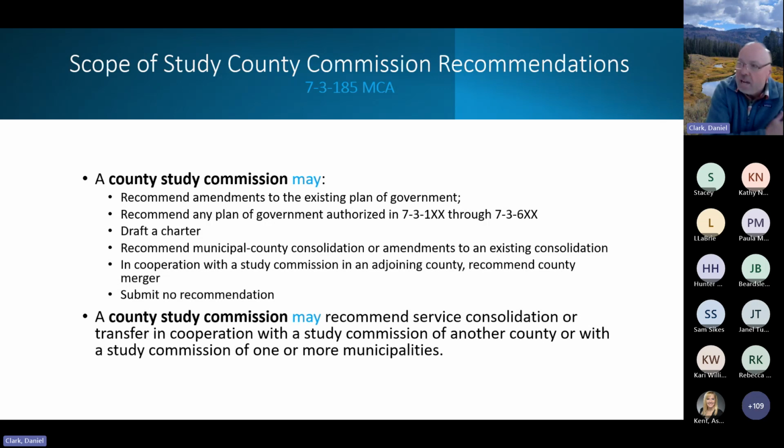And a county study commission may recommend service consolidation or transfer in cooperation with other county study commissions or study commissions with more than one municipality. So there could be some opportunities for collaboration that the study commission can review. If we did a joint study commission, maybe the city and county can work more closely together in a particular area, maybe in roads and road maintenance, or in equipment purchases. They could benefit from having certain pieces of equipment that neither one of them could afford or justify on their own. But by joining together in an interlocal agreement, they could purchase equipment they could both benefit from. So these are things the study commissions can review and say, this could make things better. We're not necessarily changing the plan, form, or powers of government, but we are making recommendations of how government can be more effective.